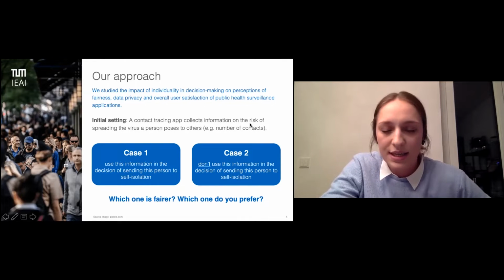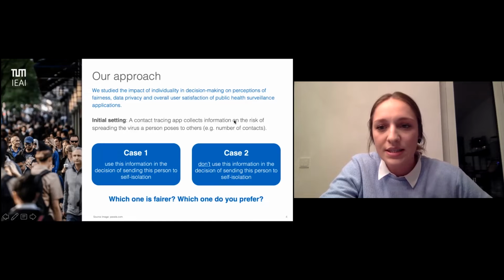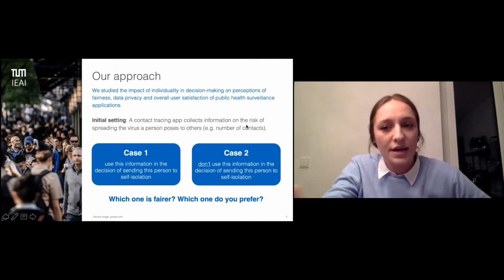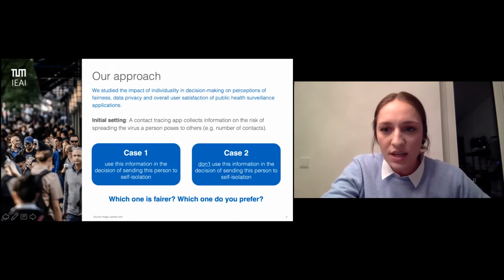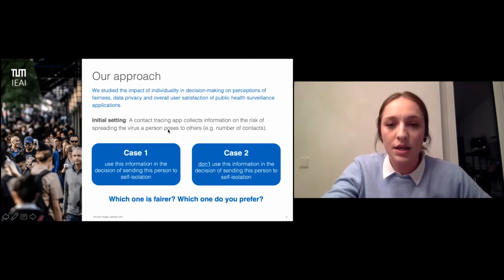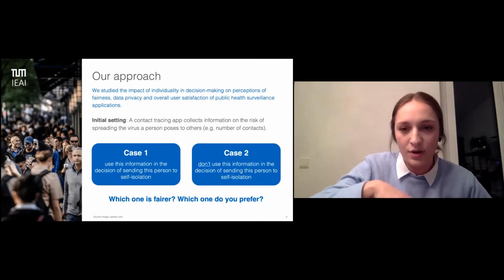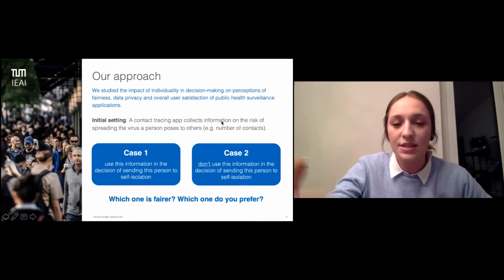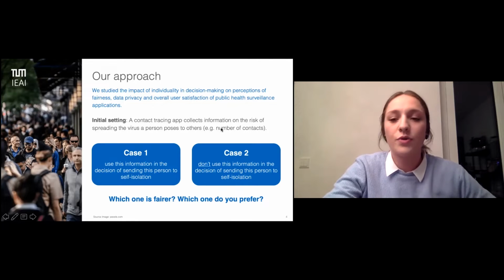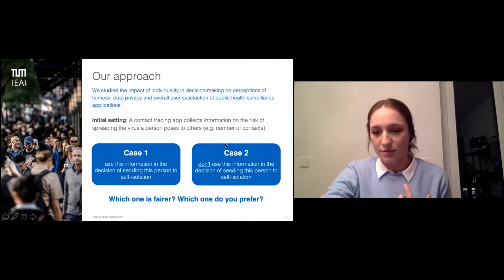The initial setting was a contact tracing app that collects information. Well, that's more or less standard. That's what the contact tracing apps always did. But in our case, we theoretically designed it in a way to include even more characteristics, so collect even more data to identify the risk of spreading the virus a person poses to others. So not only the risk for the person himself, but also the risk that the person spreads to others. So for example, the number of contacts that this person has.